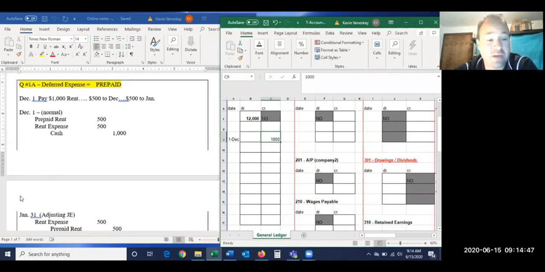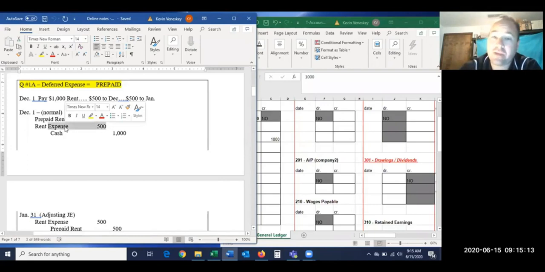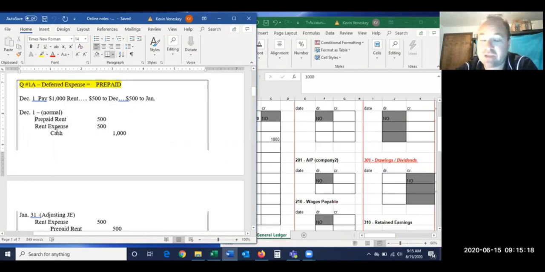Now the new part comes in when the end of January rolls along. When the end of December rolls along, there's nothing that we needed to do because we already expensed out December's rent. We can expense it in the month that we are using it. It's this prepaid rent from January that I don't want to expense until January because it would be unfair to December or that previous year. Let's say this was in 2019. I don't want to put that expense in 2019 because that expense was really for January 2020.